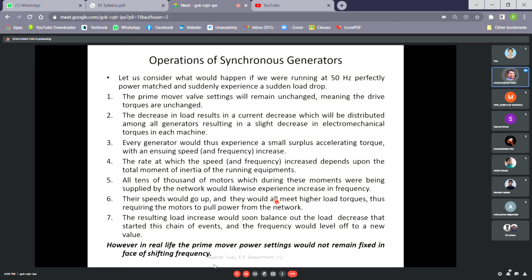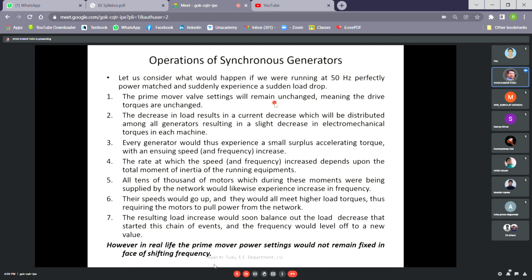But we'll be talking later, when we discuss in more detail the operation of synchronous generators, that these prime mover settings that we are saying will remain unchanged actually do not remain unchanged. Okay, they change with the change in frequency, with the shifting in frequency. Likewise, correction would be done in the prime mover valve settings also.